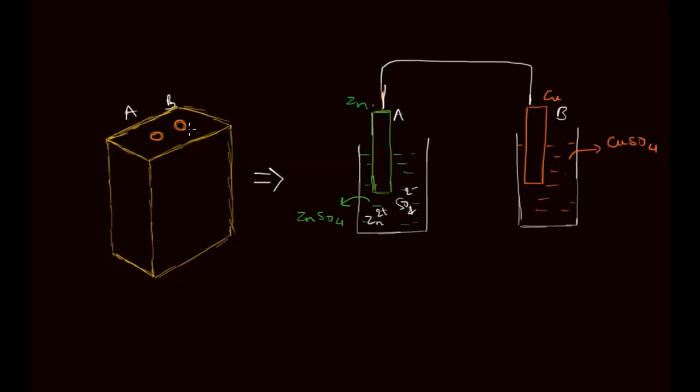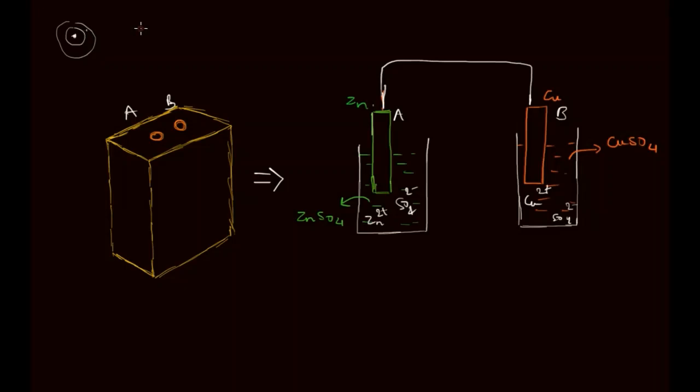Similarly, this copper rod, which is point B, is immersed in a copper sulfate solution. So here you will have copper ions and sulfate ions. Now, even in these rods, zinc and copper, there will be zinc atoms and copper atoms, and we know that an atom has a nucleus, and around the nucleus you have electrons which orbit the nucleus. The nucleus contains protons and neutrons. The protons attract the electrons, and so the electrons move in an orbit.